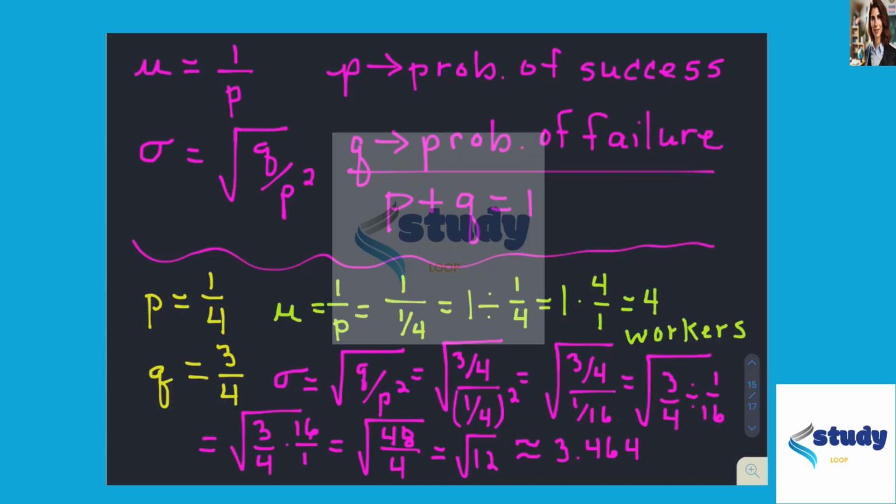3.464. So just to recap, the mean of this distribution would be 4 workers with a standard deviation of 3.464.